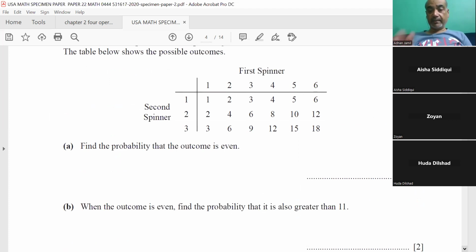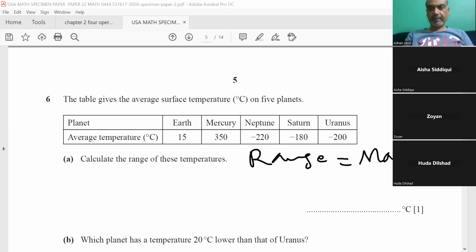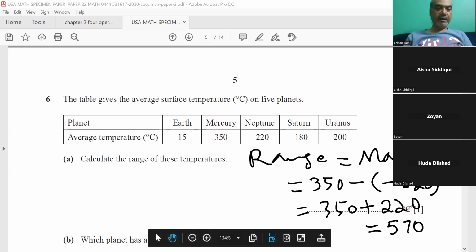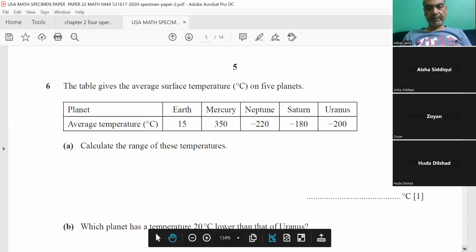You have done the possibility diagram. See, this question they have also given. I have included this in my expected paper. Acha, range is maximum minus minimum. Many students make mistakes in subtracting it. When we write range equals max minus min, max is 350 minus minimum is minus 220, and then you write down, look, minus and minus makes plus. So this is the difference between the maximum and minimum value, 570 degrees. So you should know that in this case, where plus and minus numbers are given, how to find the mean, how to find the range, how to write the mode.